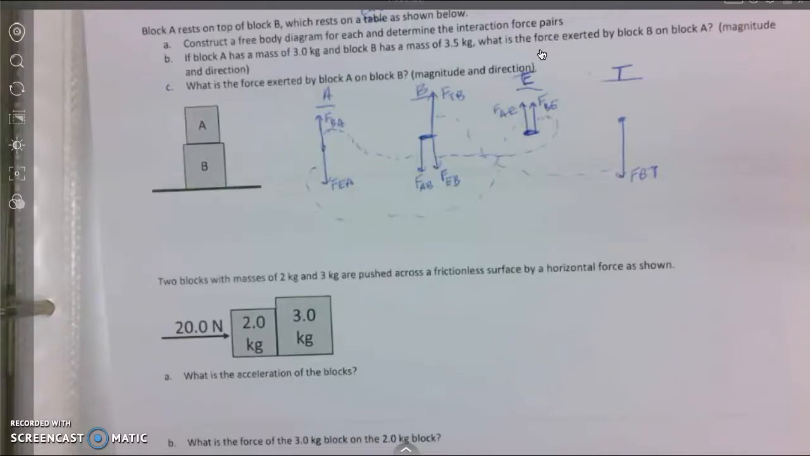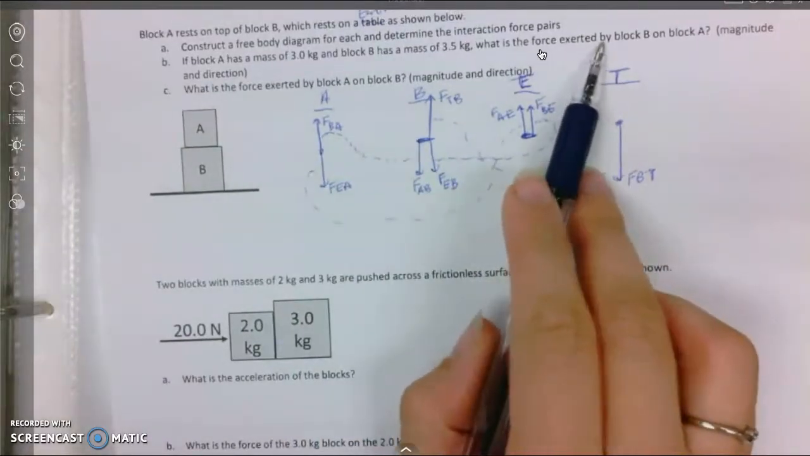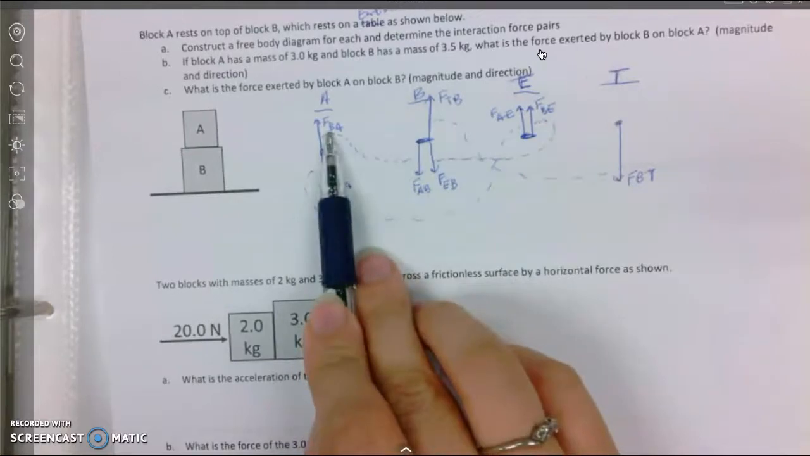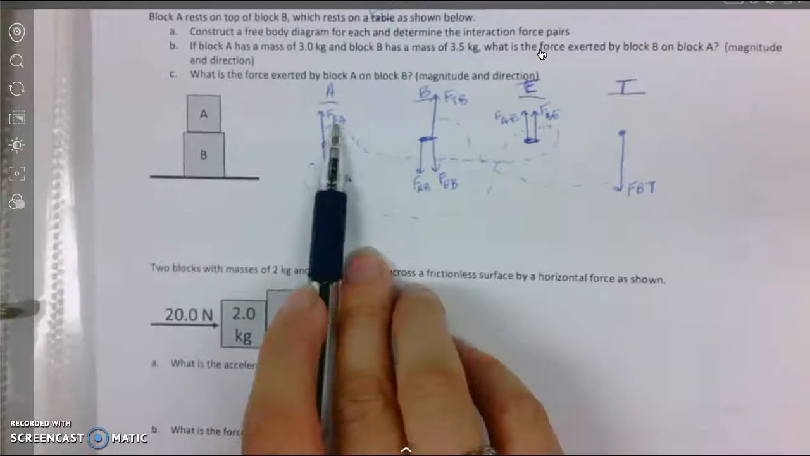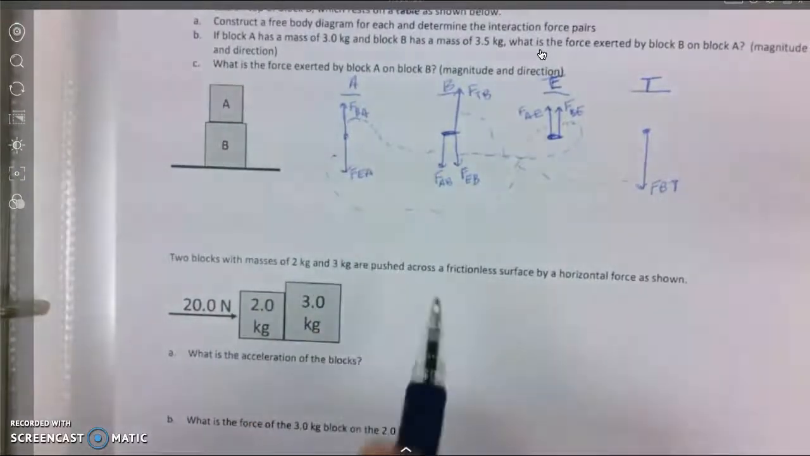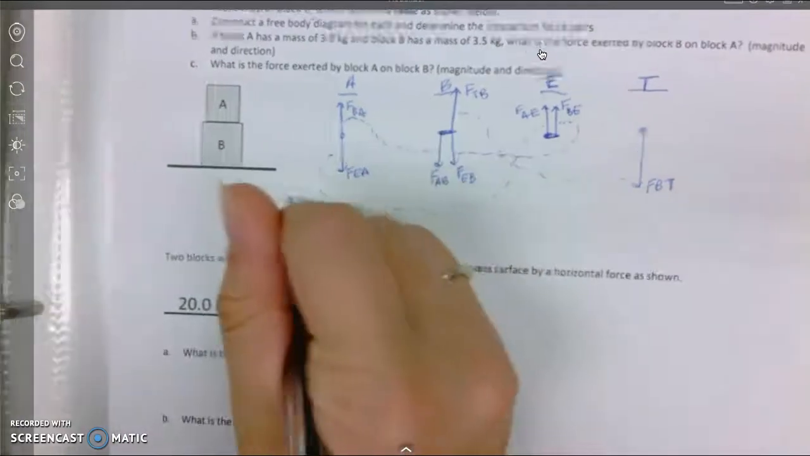What do we have next? If block A has a mass of 3 kilograms and block B has a mass of 3.5 kilograms, what is the force exerted by block B on block A? So what is the force exerted by block B on block A? So that's what we're looking for right there. Okay? All right. So let's just focus on this free body diagram for the moment.